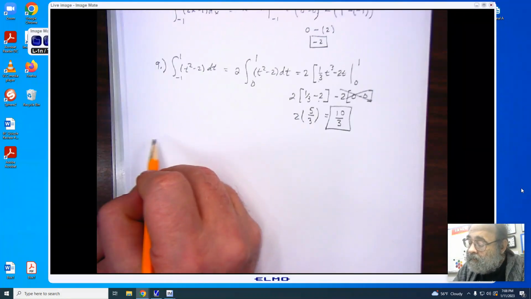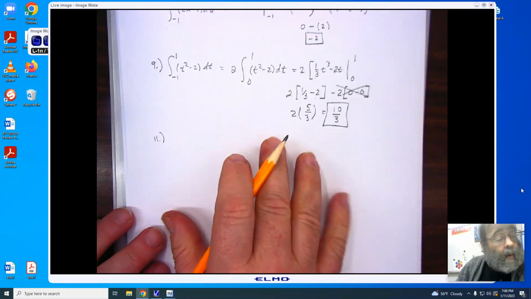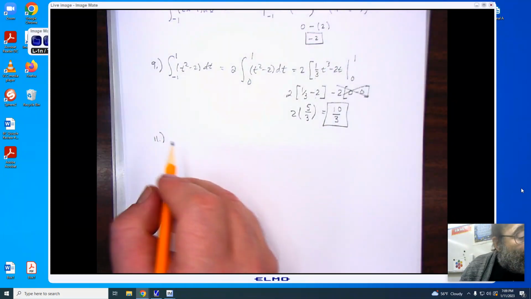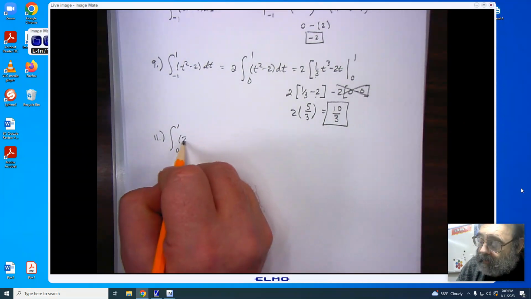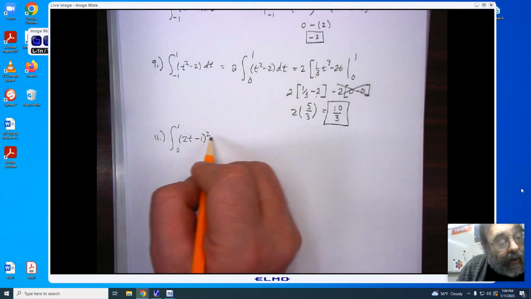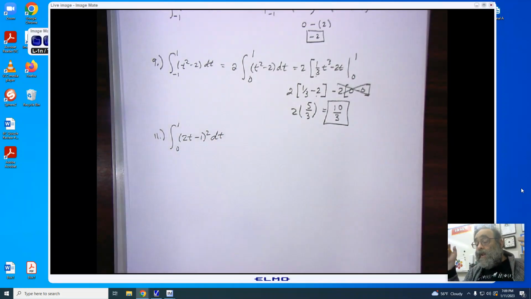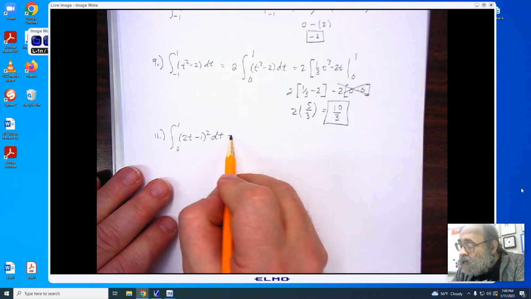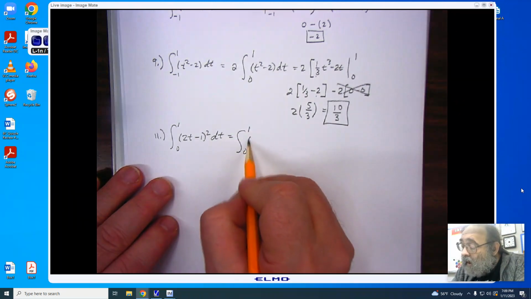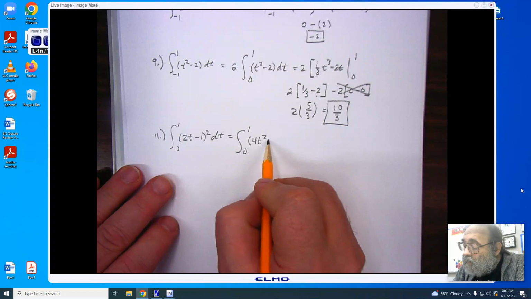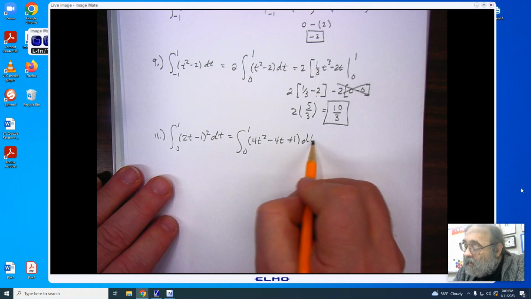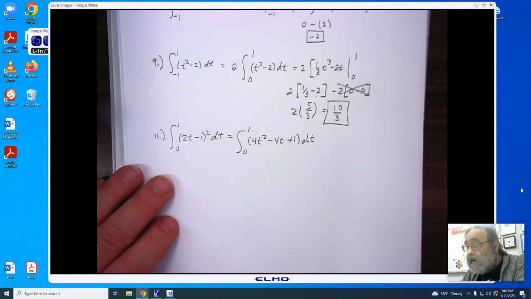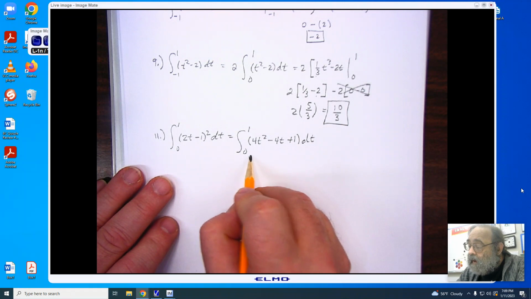Number 11. Number 11 is giving you the integration from 0 to 1 of 2t minus 1 the quantity squared dt. Now, when you have something like this, all we can do is FOIL it out so that we have all of our terms. So we are looking at 0 to 1 of 4t squared minus 4t plus 1 the quantity dt. This is now what I'm doing the fundamental theorem of calculus on, working with my antiderivative.